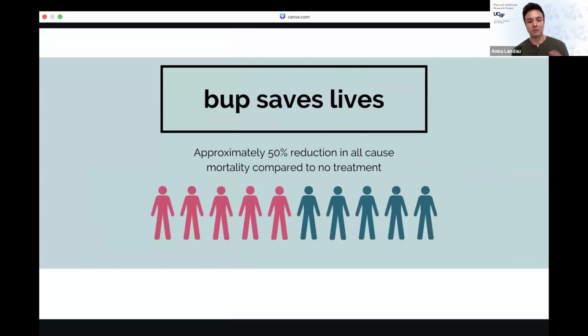All right. So to begin with, why do we even care about buprenorphine in general? It's a medication that's used to treat opioid use disorder. It's shown to have almost a 50% reduction in all-cause mortality compared to no treatment, and there's not really many medications that have that same sort of impact.